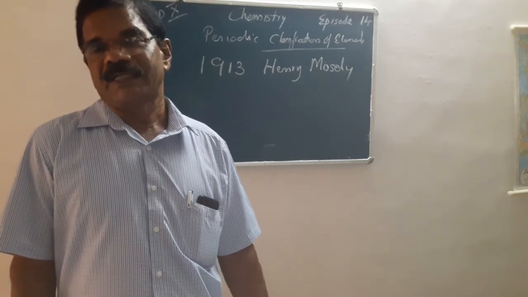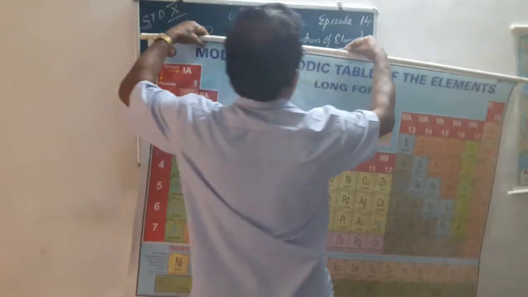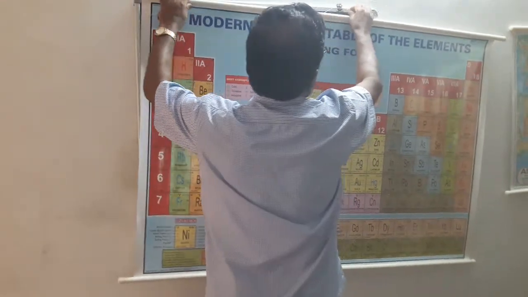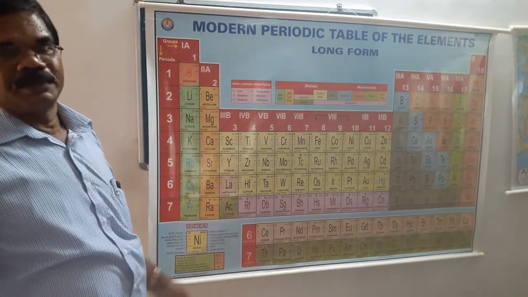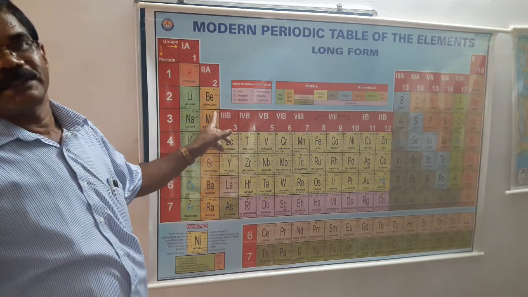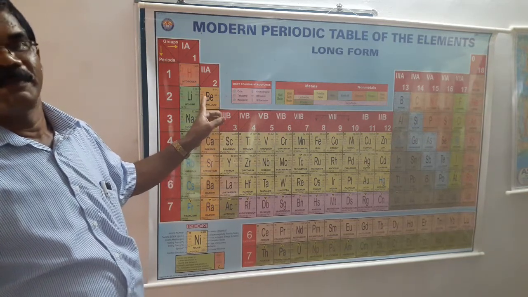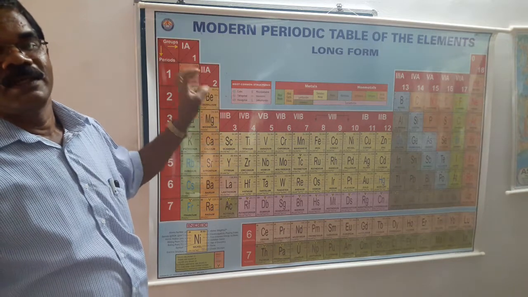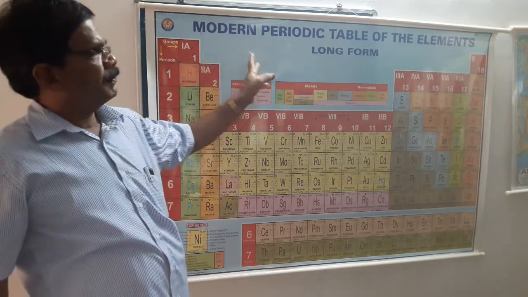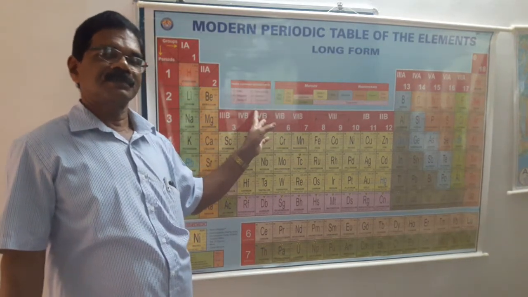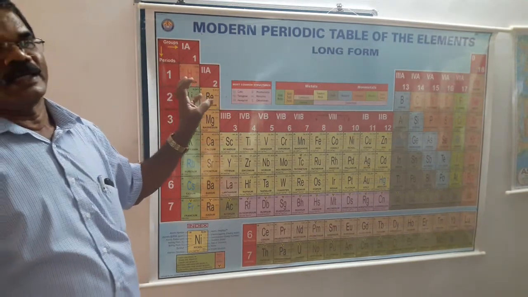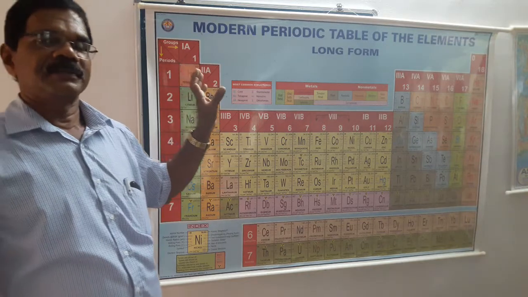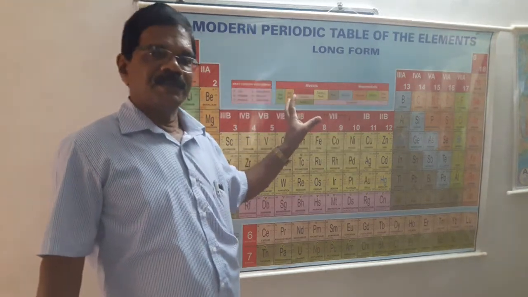We can have a look at the modern periodic table. This is the modern periodic table. It is also known as the long form periodic table. The basis of this modern periodic table is atomic number. Whenever you are studying chemistry, you should have a clear idea about the modern periodic table.